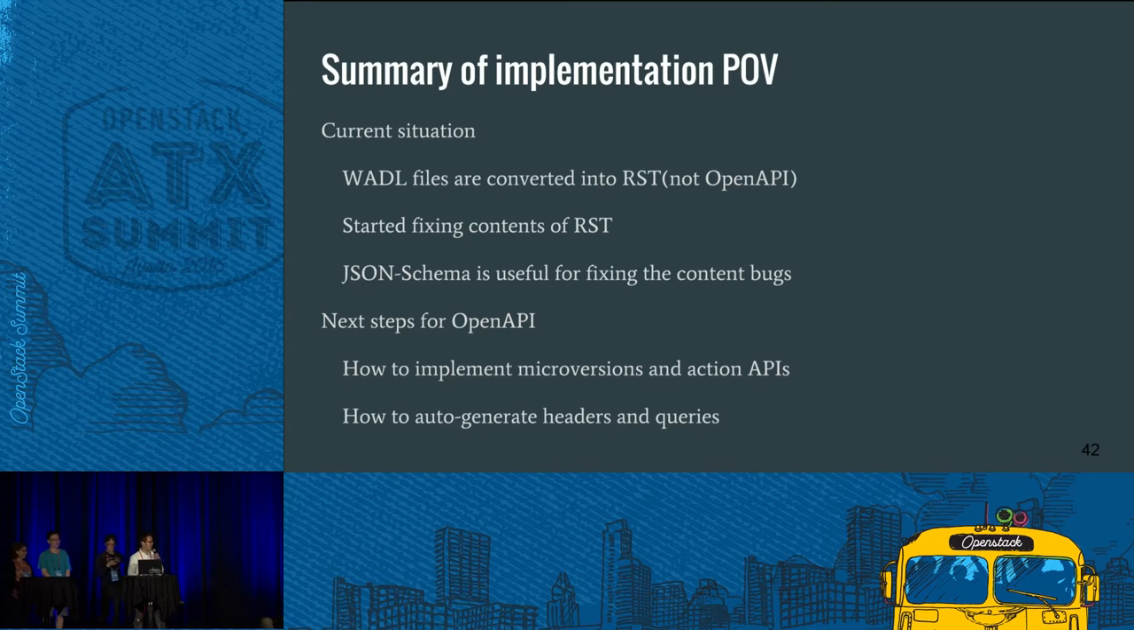The summary of the current situation is that WADL files are converted into REST files, and we have already started fixing the contents of REST. JSON schema is useful for fixing these bugs. But there are several next steps for implementing OpenAPI. We cannot find how to implement microversions and action APIs, and how to auto-generate headers and queries from the code. We need to find the best way for this kind of thing. That's all.